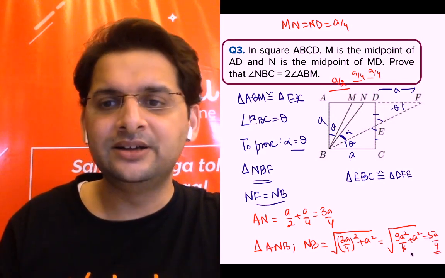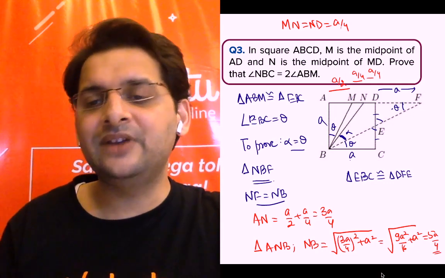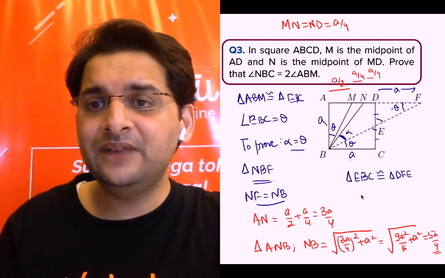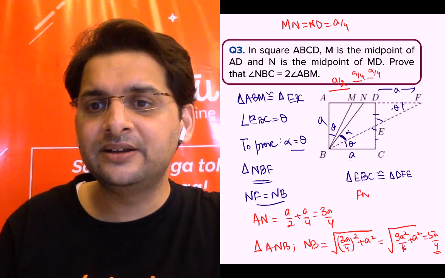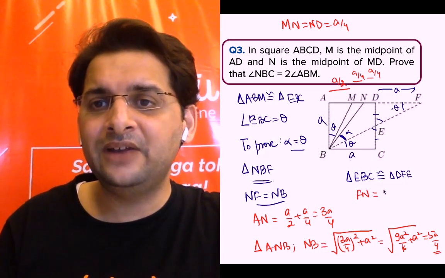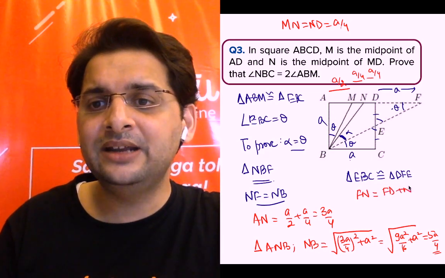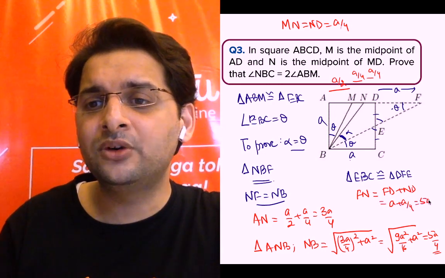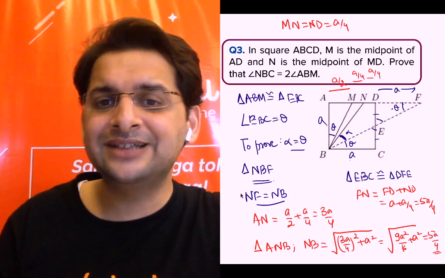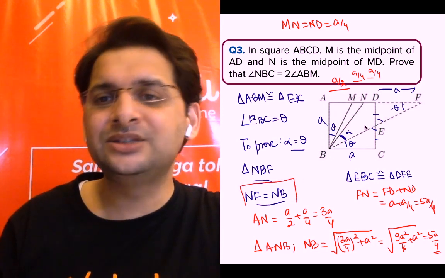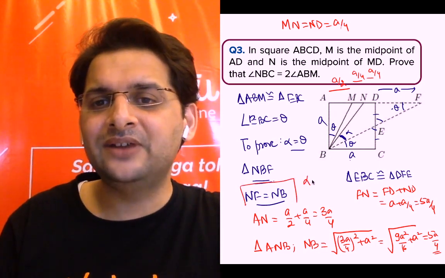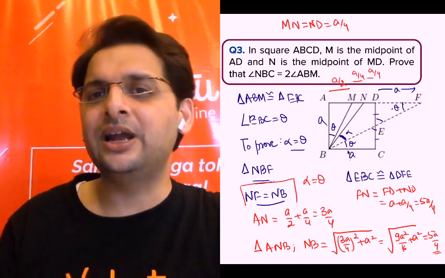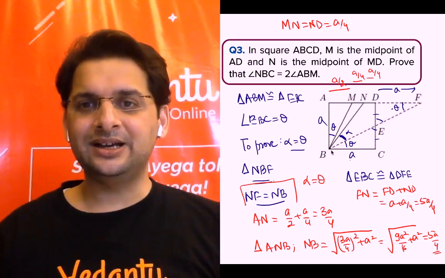You can see that. Apply Pythagoras, 5a by 4. And if we try to find FN, FN is FD plus ND, and this is a plus a by 4. This is also 5a by 4. Hence, these two sides are the same, and hence these two angles are the same. And hence alpha is equal to theta, and the overall angle is 2 theta, which completes our proof.